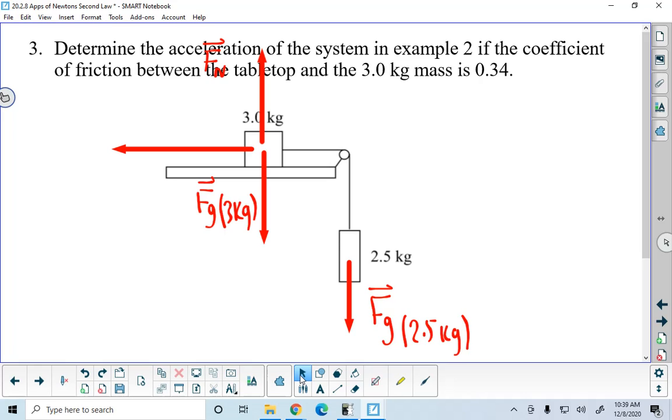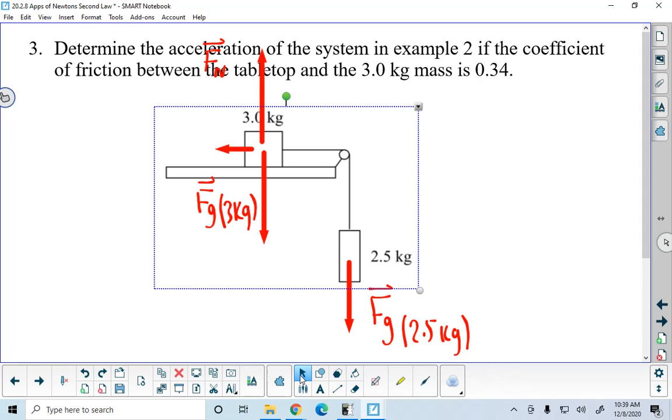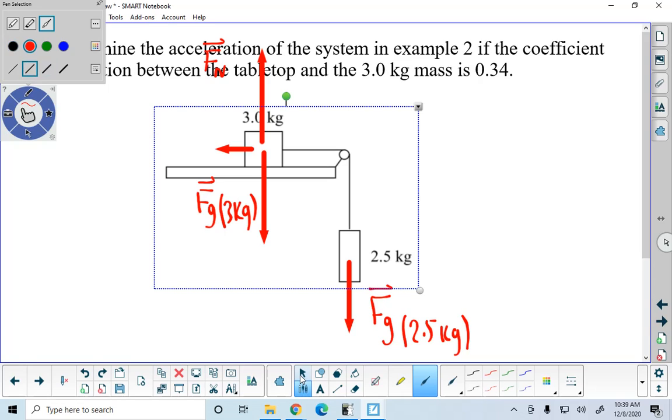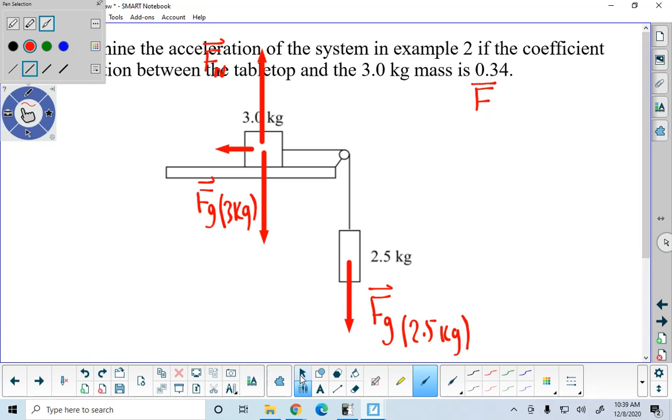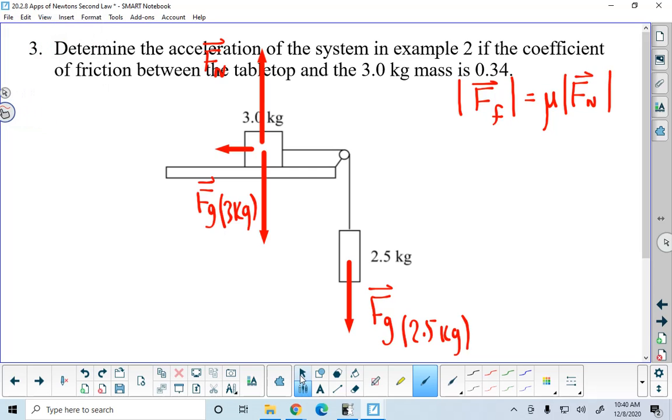friction. On the other hand, if the force due to friction is smaller than that force of gravity on the 2.5 kilogram mass, then it will accelerate down. So this is kind of like the situation where we had an incline. Maybe we should calculate the force of friction first before we commit ourselves to a particular drawing.